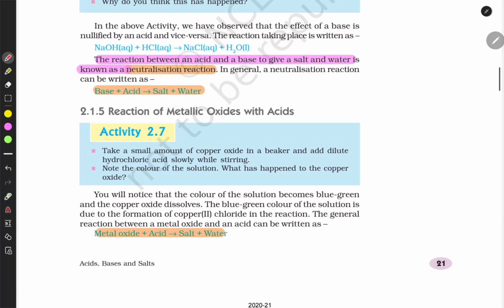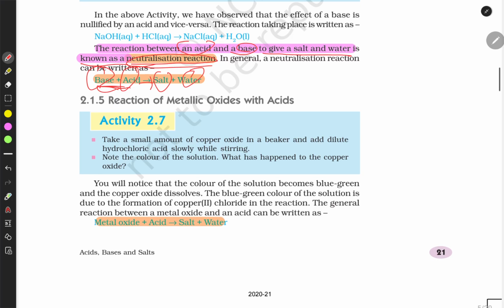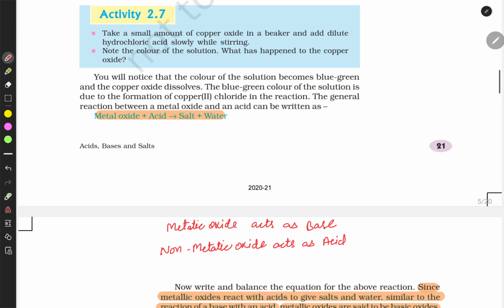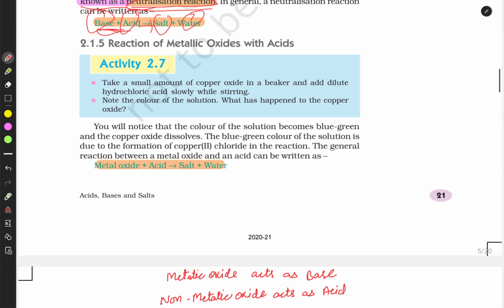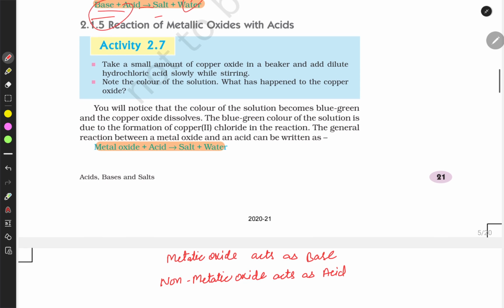The reaction between the acid and base to give a salt and water is known as a neutralization reaction. So when both acid and base are reacted together, they form salt and water, and they actually neutralize each other's effects, and this is why these reactions are called neutralization reactions. This is important from the exam perspective: acid and base make salt and water.